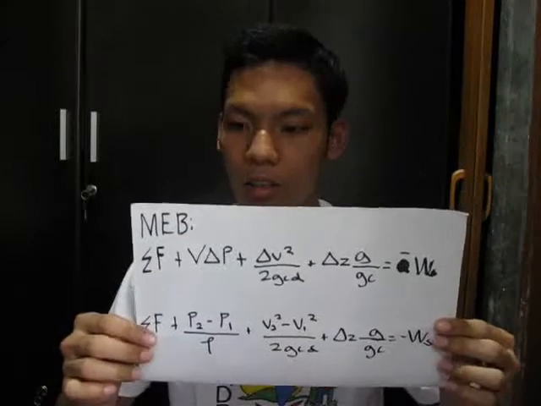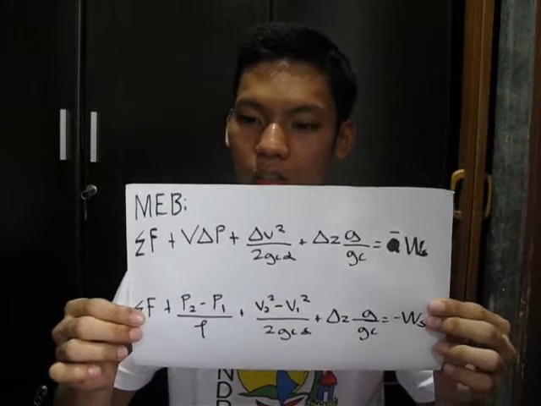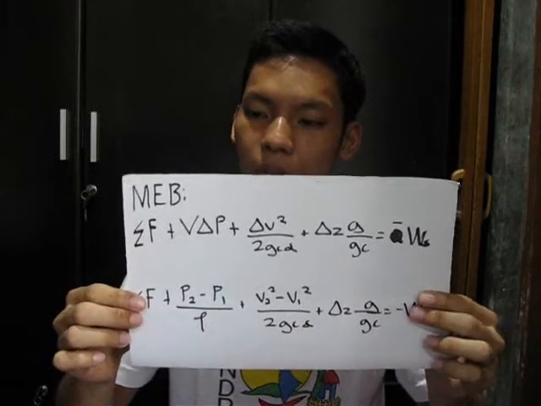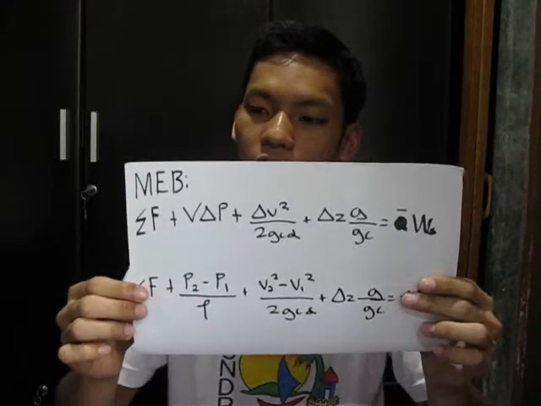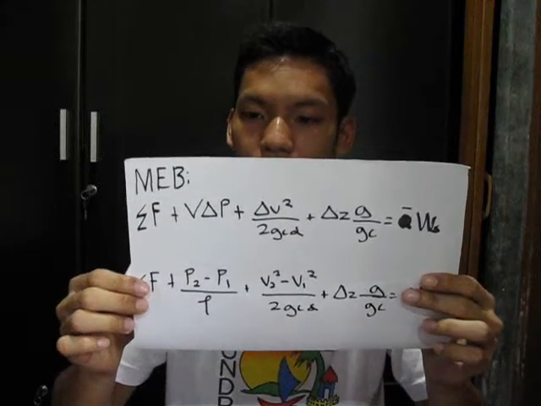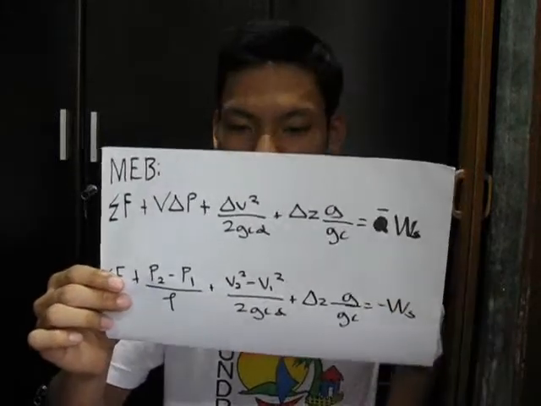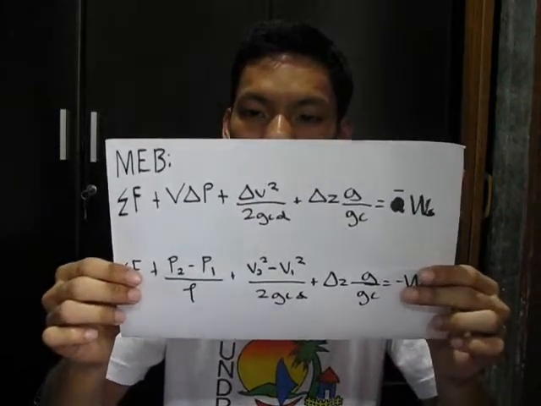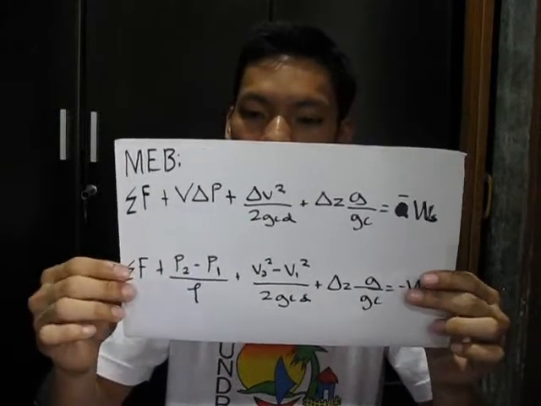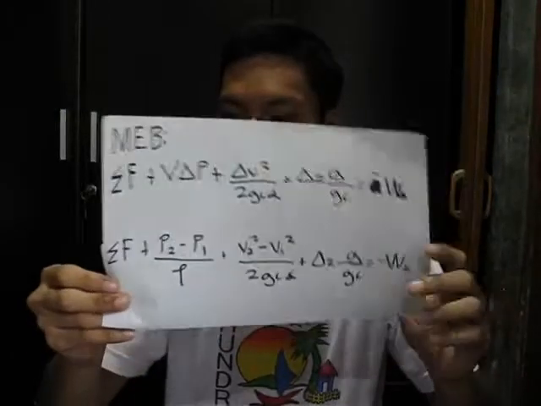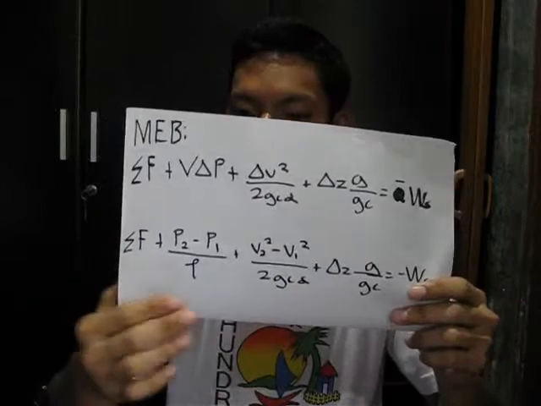Now I'm going to discuss the MEB, or the mechanical energy balance equation. Here's the equation. As you can see, there's a difference from the OEB. It is derived from the OEB, and delta H is equal to the summation of F plus v times delta P plus Q. So if you transpose it, it will become like this, and if you expand it further, the formula will become like this.